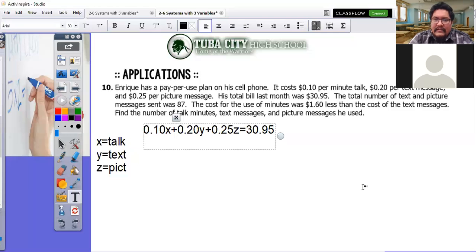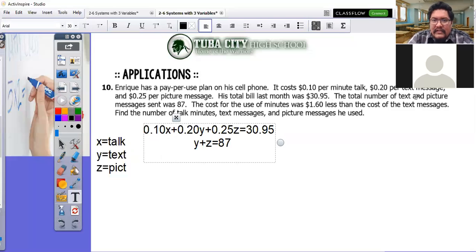All right, so the next one here is the total number of text and picture. So only text and picture. Text and picture is 87. And the cost of use of minutes, so when it says minutes, they're talking talk.